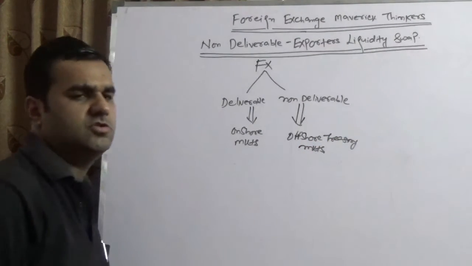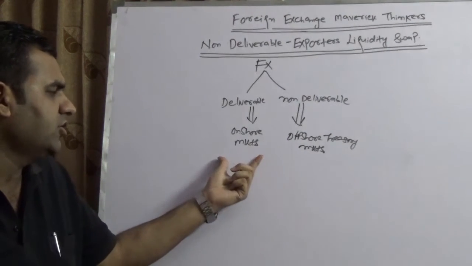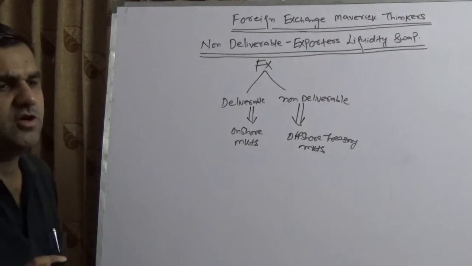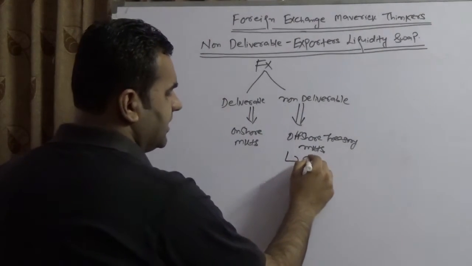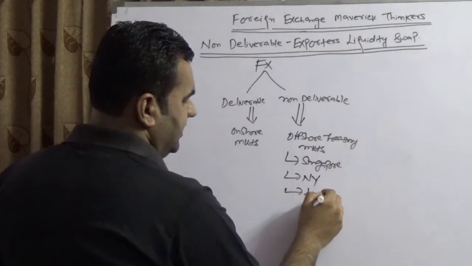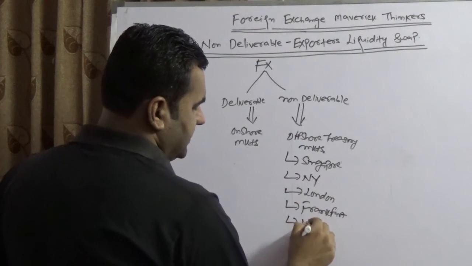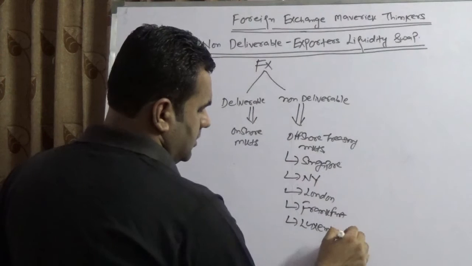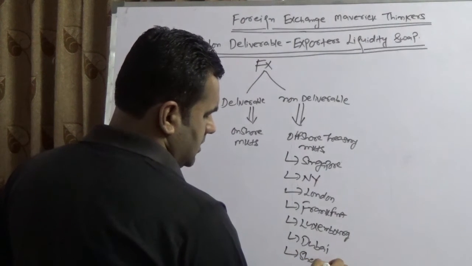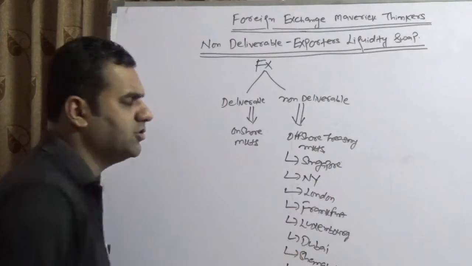You must have heard a term known as the onshore-offshore spread. The onshore-offshore spread comes from here. For example, the premium trading in the New York market versus the premium trading in the offshore market. Predominantly, there are five or six offshore markets worldwide. Predominantly, you have Singapore, New York, London, Frankfurt, Luxembourg, Dubai, Shanghai, and the Philippines. So these are the few important offshore markets you have.